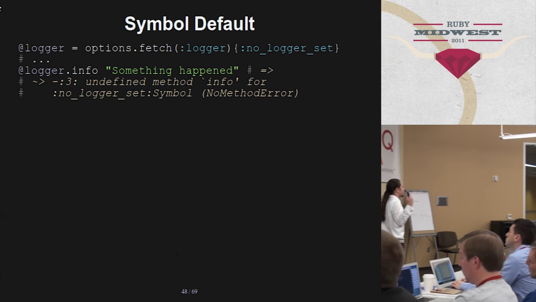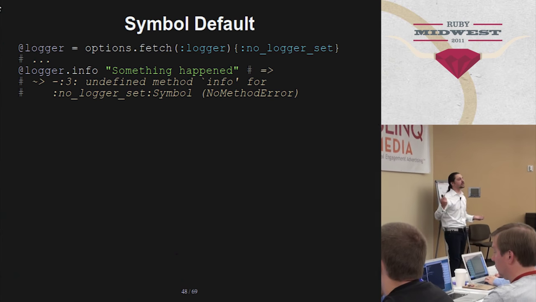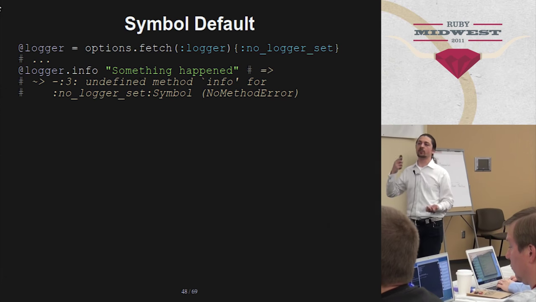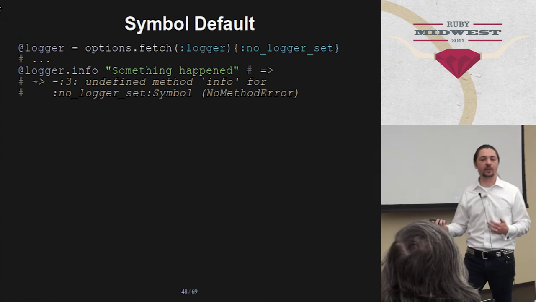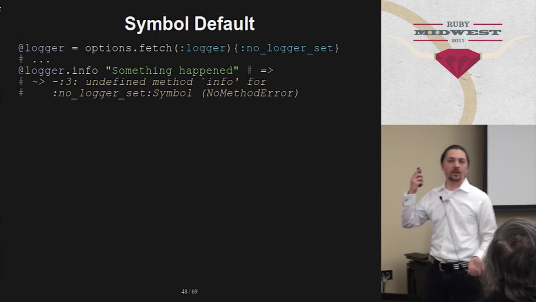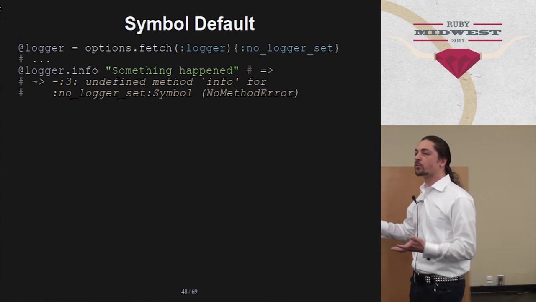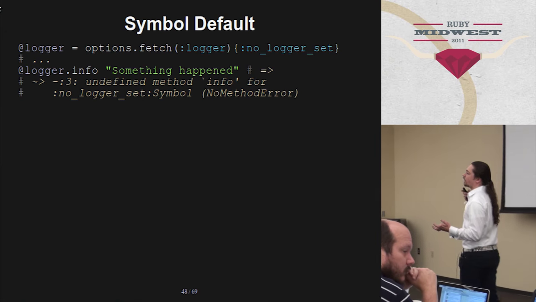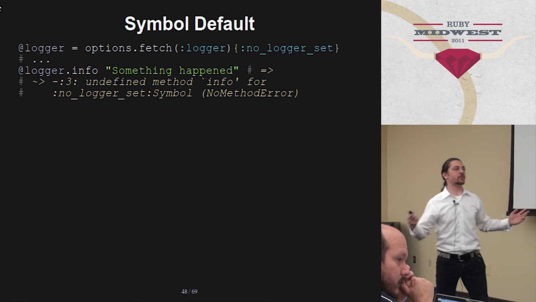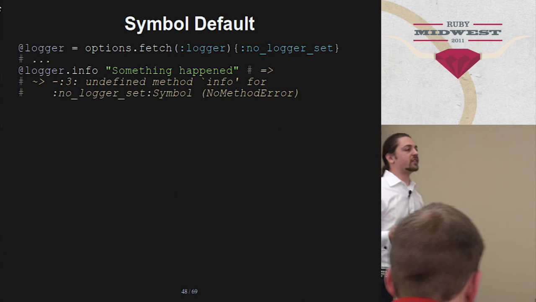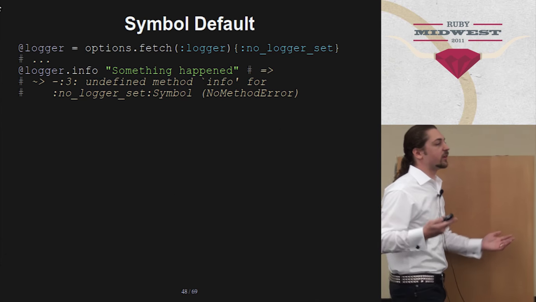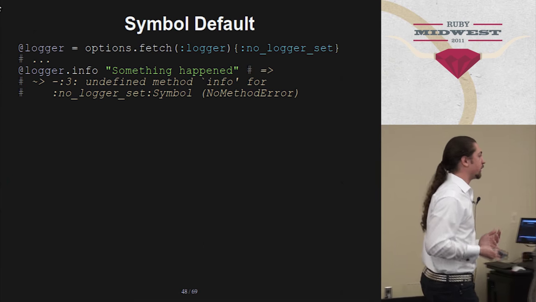So here we're replacing the nil case, the unspecified case, with an explicit symbol called no logger set. What's different? What's better about this error message? Exactly. It pinpoints where it came from. You see that the no method error is now on the symbol no logger set, and you can grep for that. You can search the code base and you can figure out exactly where you failed to specify a value that the code was expecting.